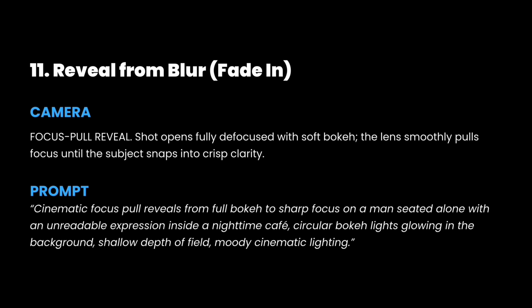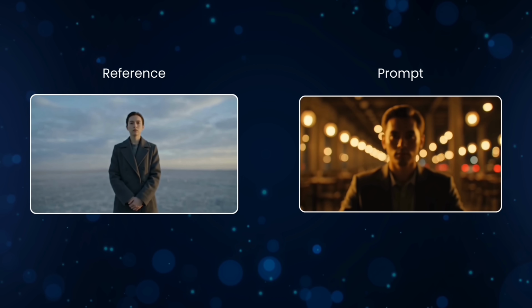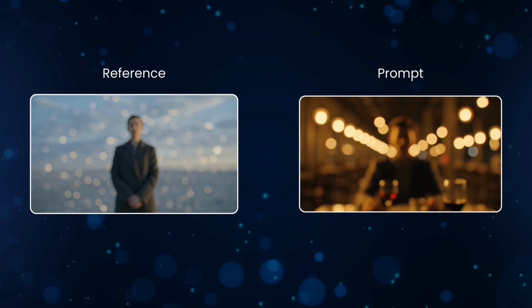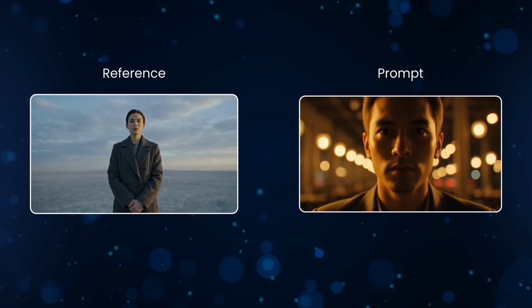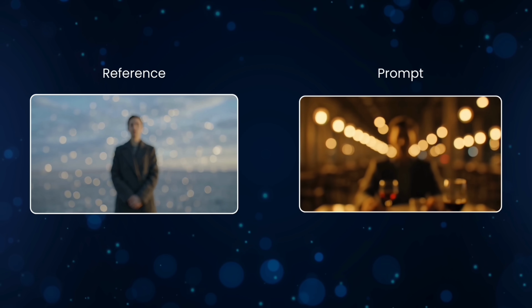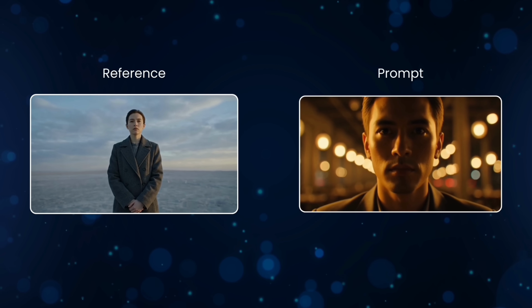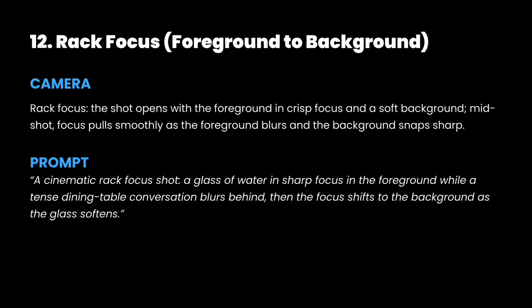Focus pull. This shot uses a focus pull instead of camera movement, leading the viewer from abstraction to clarity. The gradual sharpen builds anticipation and emotional impact without distraction. It's best used for introductions or moments of realization, opening shots, character reveals, or transitions where the subject is discovered, not abruptly shown. Number 12. Rack focus, foreground to background.